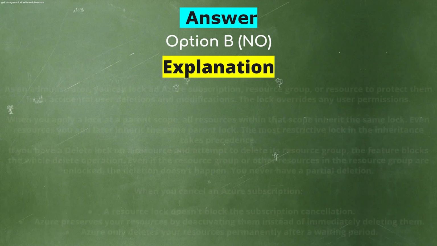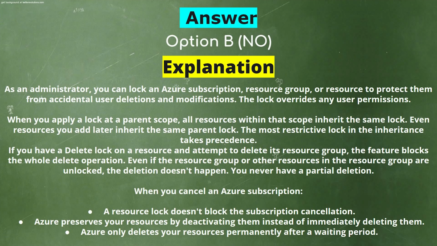Explanation. As an administrator, you can lock an Azure subscription, resource group, or resource to protect them from accidental user deletion and modifications. The lock overrides any user permissions. When you apply a lock at a parent scope, all resources within that scope inherit the same lock. Even resources you add later inherit the same parent lock. The most restrictive lock in the inheritance takes precedence.